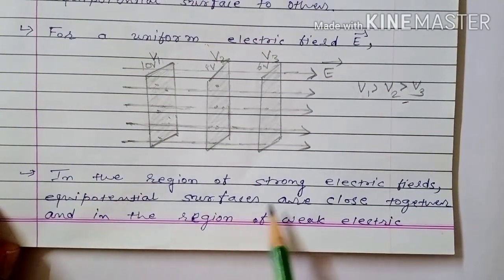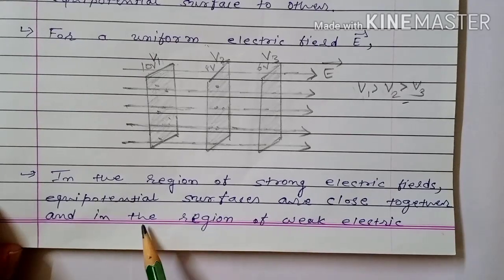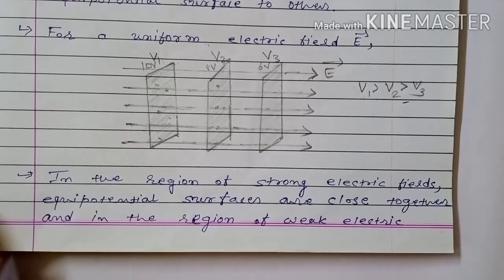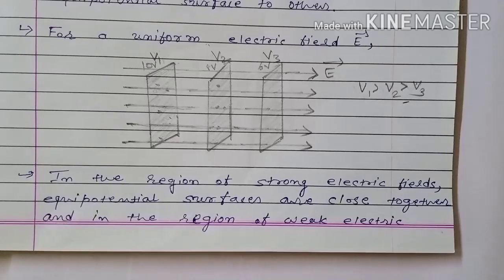Now, in the region of strong electric fields, equipotential surfaces are close together, and in the region of weak electric field, equipotential surfaces are far apart. If we consider the example of electric dipole, then what will be the shape of equipotential surface? Let me show you.